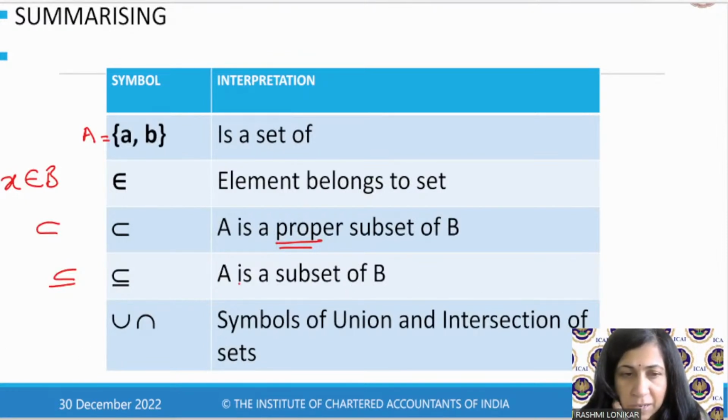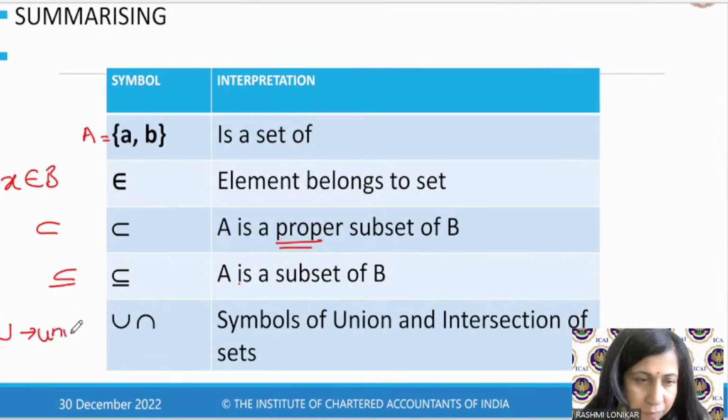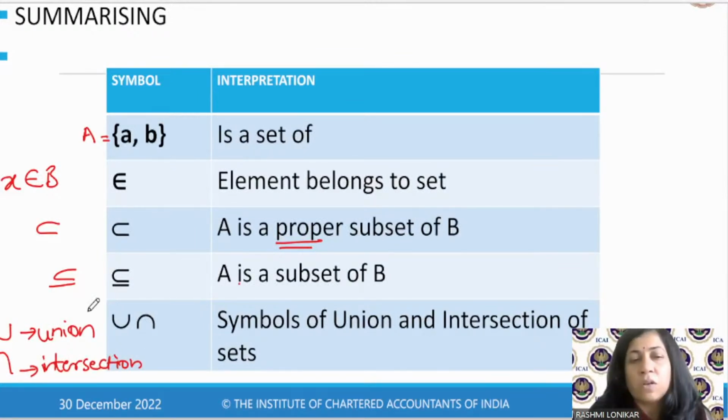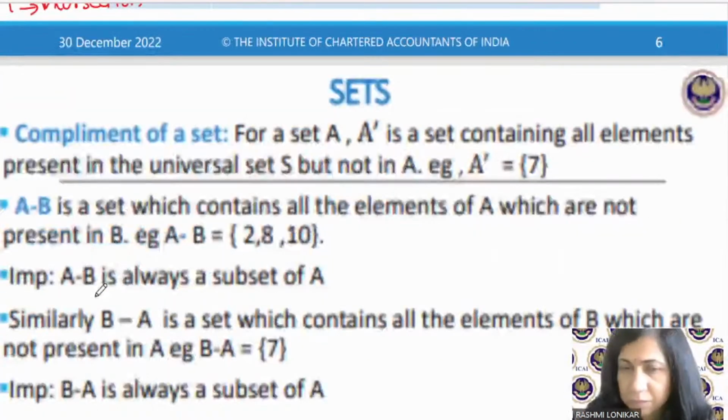Then when I write U, it represents union. And when I write inverted U, it represents intersection. So these are the important symbols that we are using in the chapter on sets.